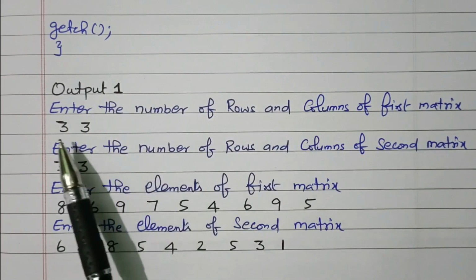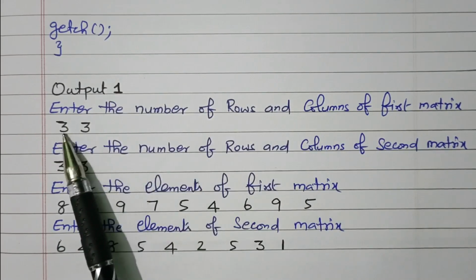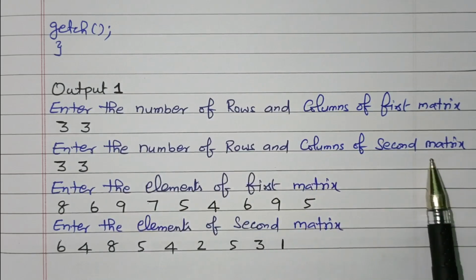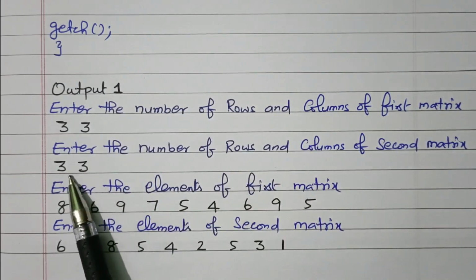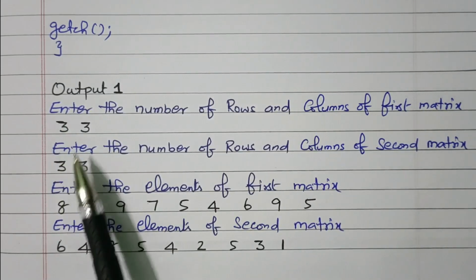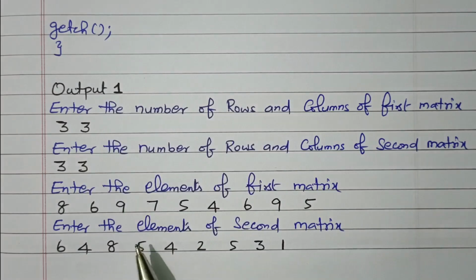So the user will enter two values, 3, 3. We assume that we are using a 3 cross 3 matrix. Enter the number of rows and columns of the second matrix, that is also 3, 3. See, now the condition is correct. The number of rows in the first and second matrix, and the columns in the first and second matrix, are equal.